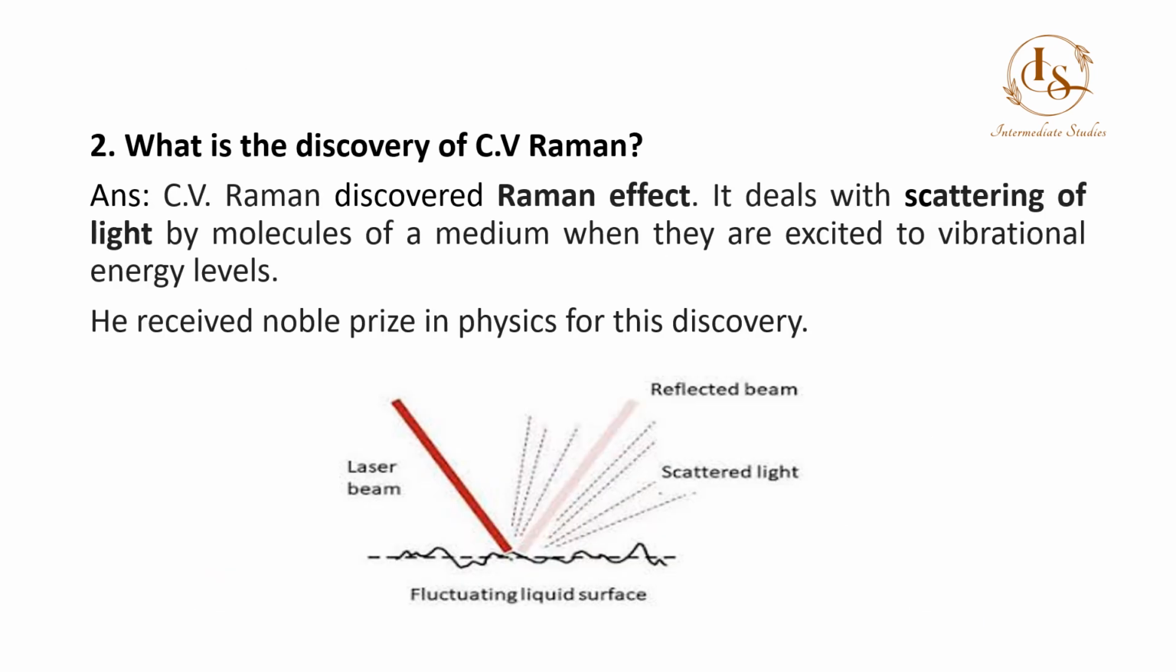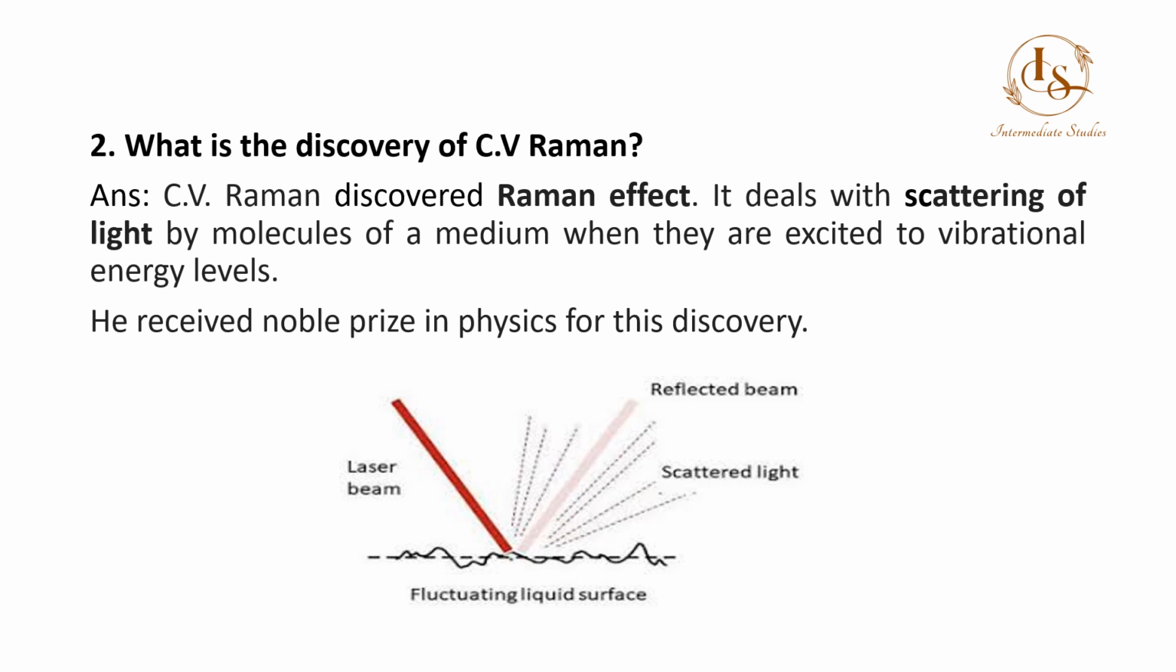And the second question is, what is the discovery of C.V. Raman? And here the answer is like C.V. Raman discovered Raman effect. It deals with the scattering of light by molecules of a medium when they are excited to the different energy levels. And here the light beam entering into a liquid surface and it emits some beam, which is known as scattering of light. So always you need to mention the concept very clearly in the 2 mark questions, as it is in the textbook.